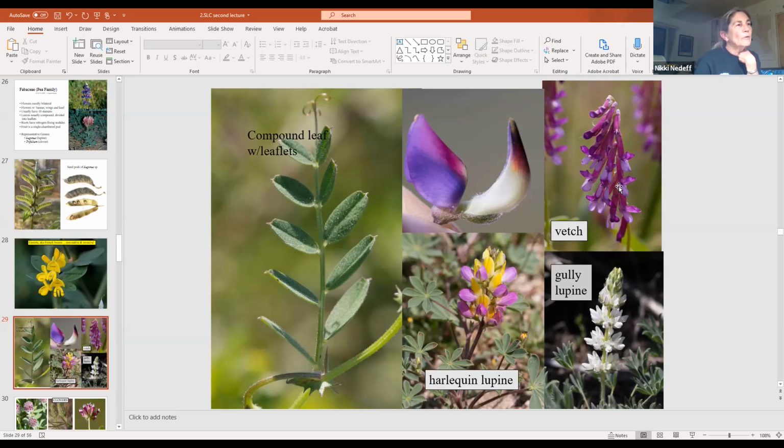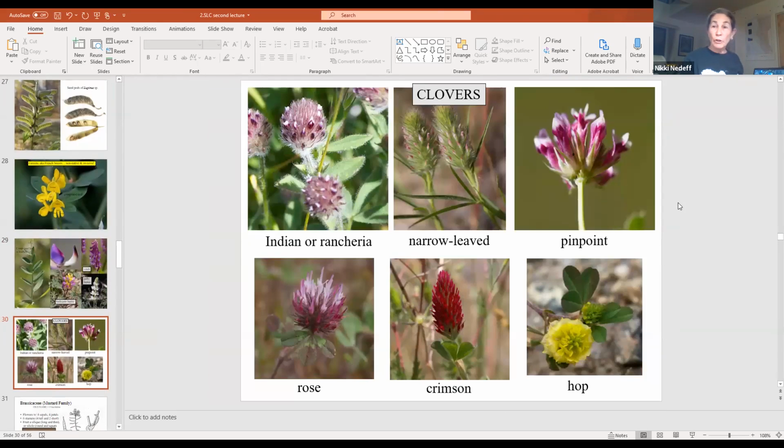Vetch here on the top right, it's a pea flower. It has these kinds of compound leaves that twine all over everything with these little tendrils, but it has these classic pea-shaped flowers, very hard to see unless you're looking really close. There are more members of the Fabaceae, members of the legume or pea family. These clovers, look how different they look, totally different, but they're all members of the same family. These are all native ones on the top.